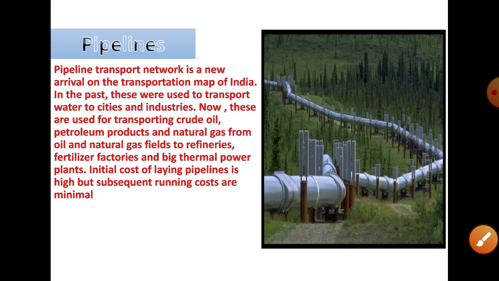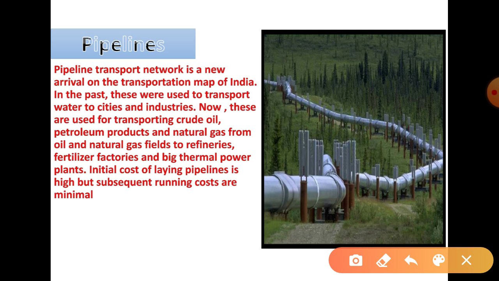Now we'll see the third type of landways. This is the pipeline. The pipeline transport network is a new arrival in the transportation map. Basically, pipelines are very facilitative for goods only. These are not giving the facility for passengers basically.